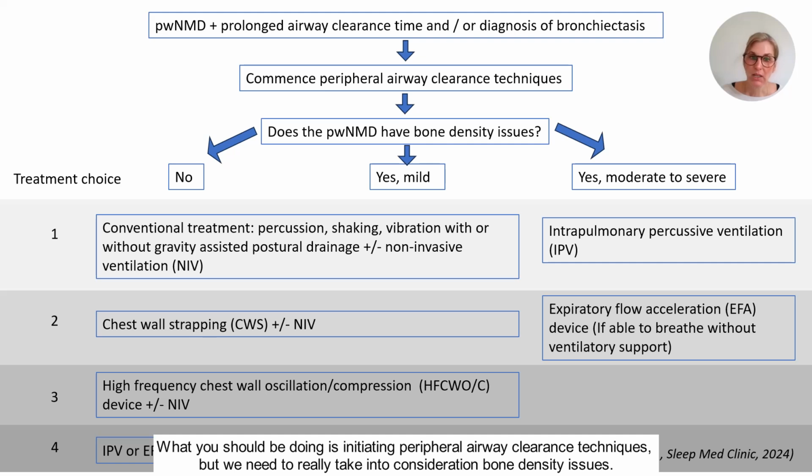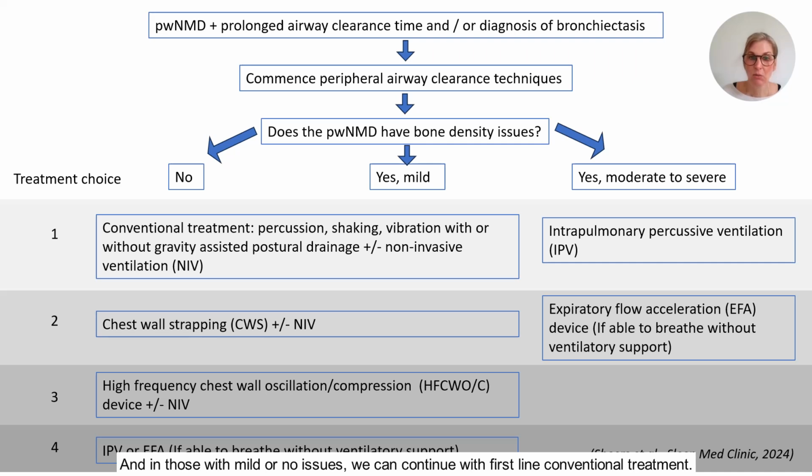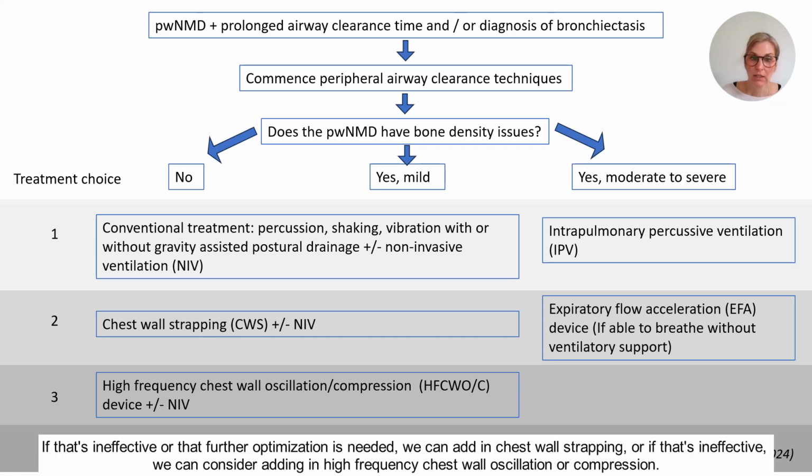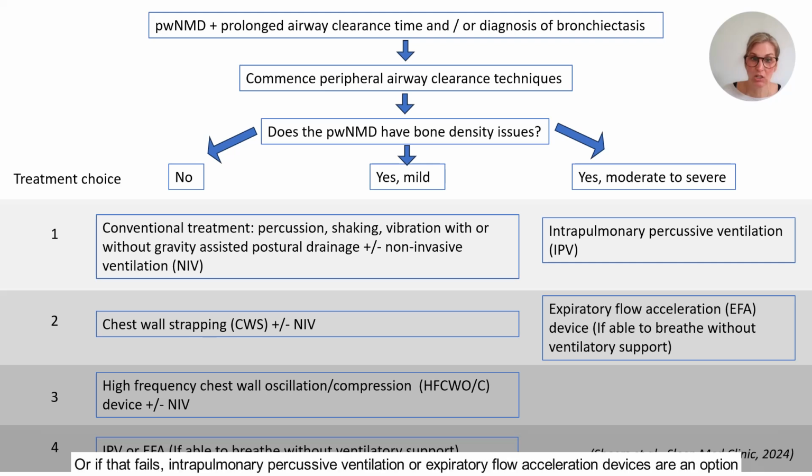What you should be doing is initiating peripheral airway clearance techniques, but we need to really take into consideration bone density issues. And in those with mild or no issues, we can continue with first-line conventional treatment. If that's ineffective or that further optimization is needed, we can add in chest wall strapping, or if that's ineffective, we can consider adding in high-frequency chest wall oscillation or compression, or if that fails, intrapulmonary percussive ventilation or expiratory flow acceleration devices are an option.